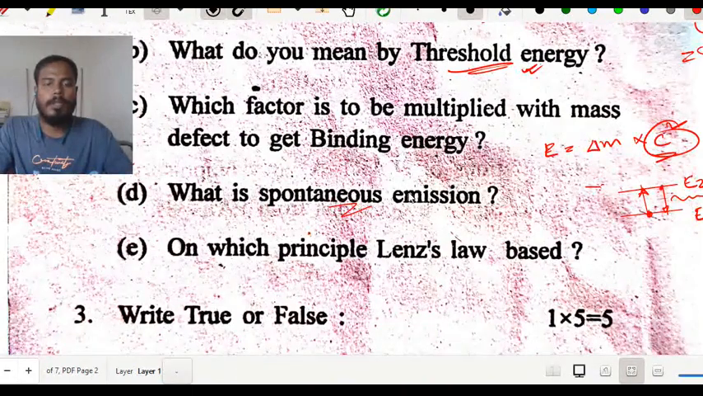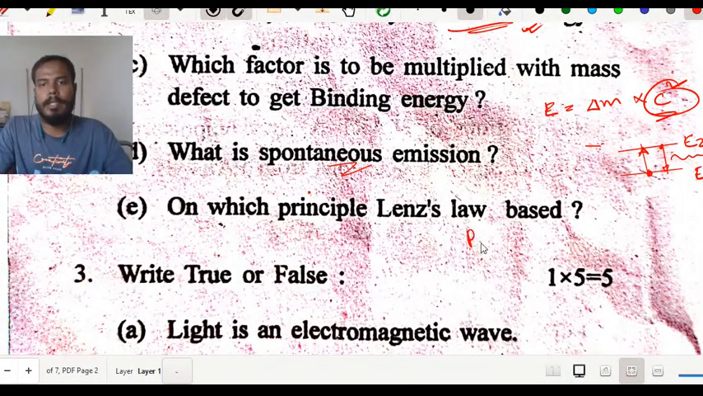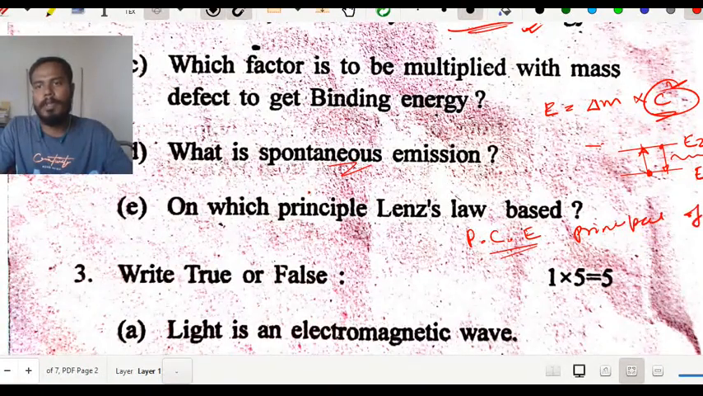The next question: on which principle is Lenz's law based? Lenz's law is based on the principle of conservation of energy.